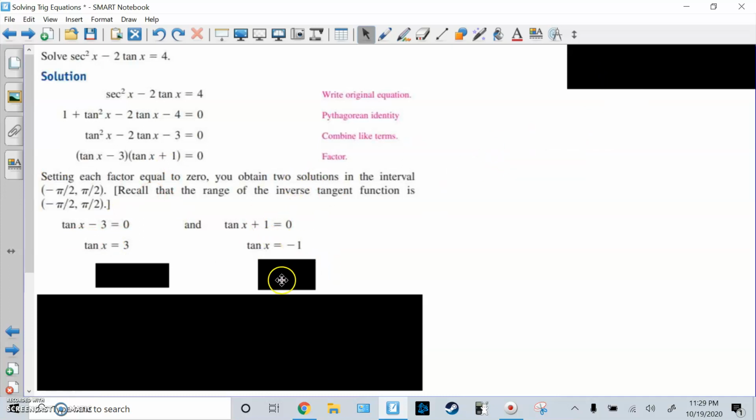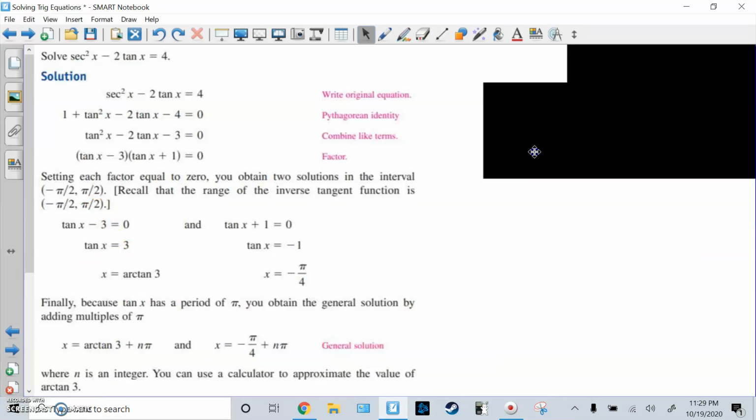Where's tangent negative 1? Well, that's negative pi over 4. Now where's tangent 3? Now 3 is not a nice thing on our unit circle. So we have to do tan inverse both sides, arctan both sides. So here it says recall the range of inverse tan. Arctan is negative pi over 2 to pi over 2. That is an angle, just we don't know what it is.